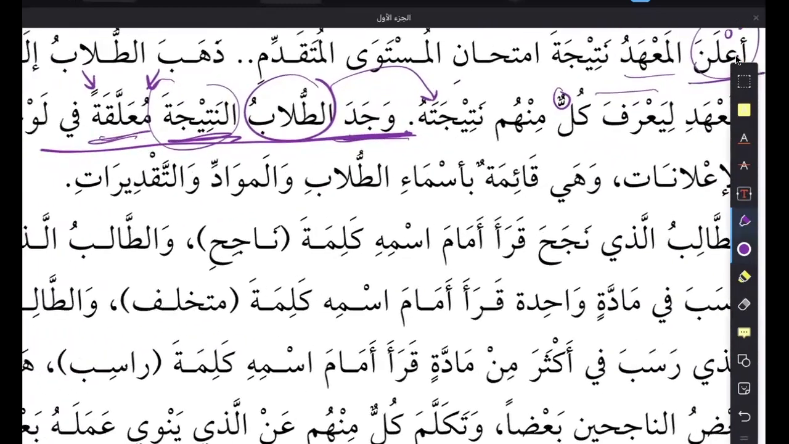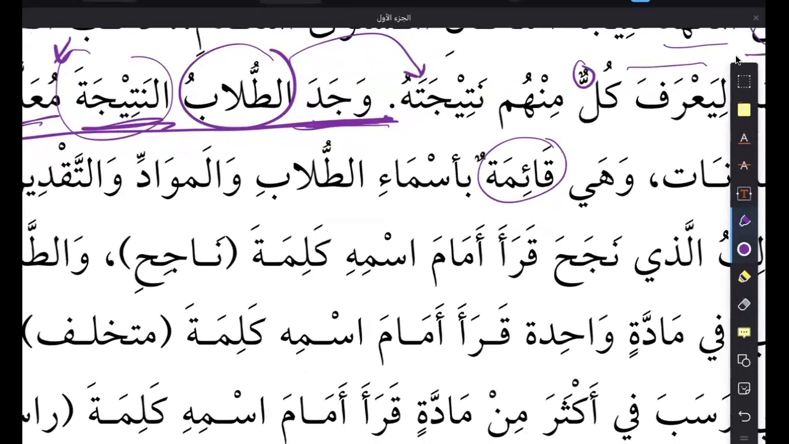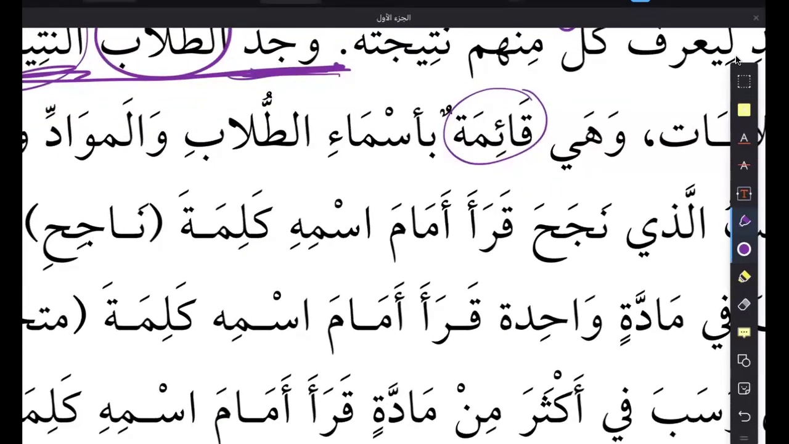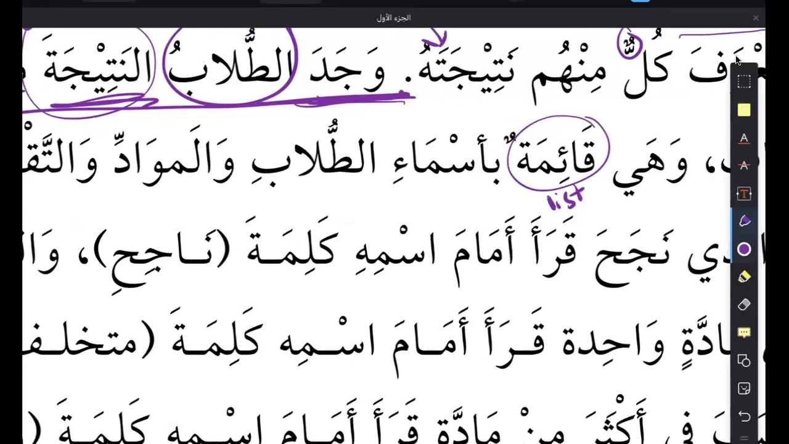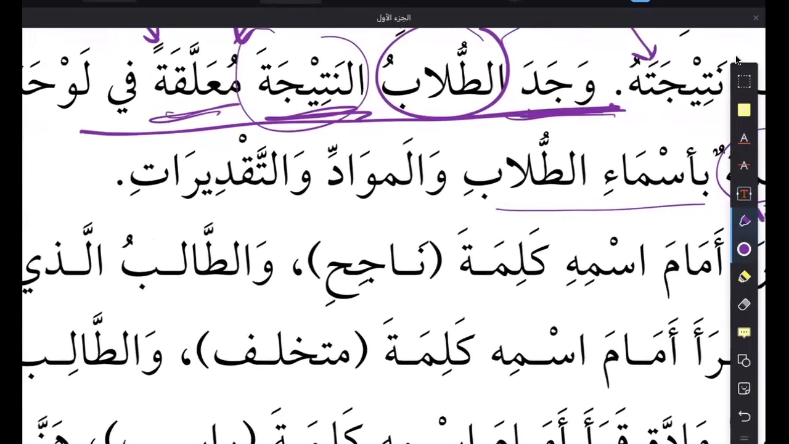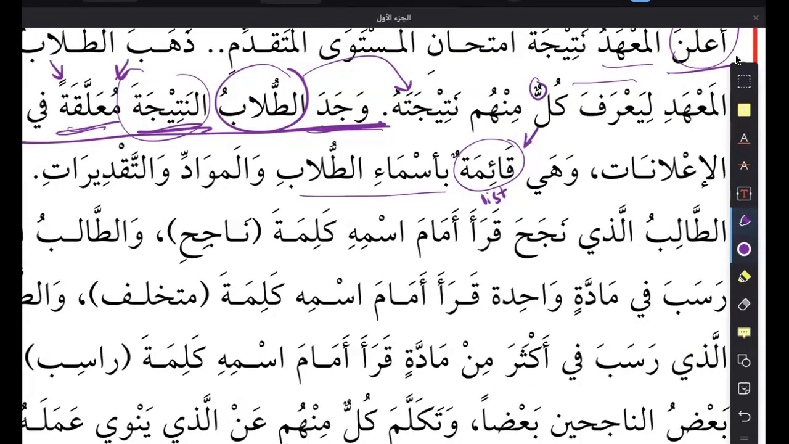Then we have وهي قائمة بأسماء الطلاب. What is قائمة? Does anybody know what قائمة is? I think this is the first time we saw this word actually. قائمة is a list. It's a list of things, like a to-do list. So here قائمة is a list بأسماء الطلاب, with the names of the students, والمواد, and the subjects, والتقديرات, and the marks. Menu, yeah, menu would be fine. So menu is a list. When you go, you say قائمة الطعام, the menu.